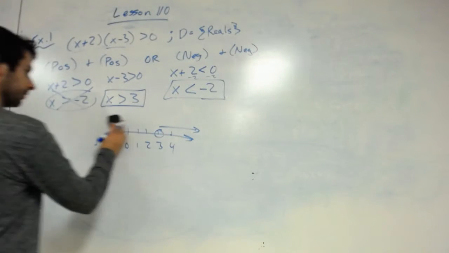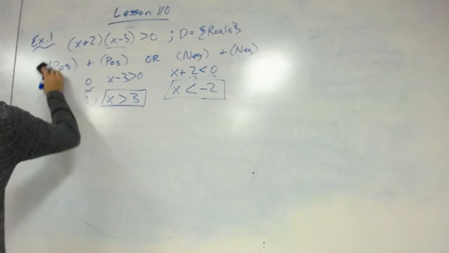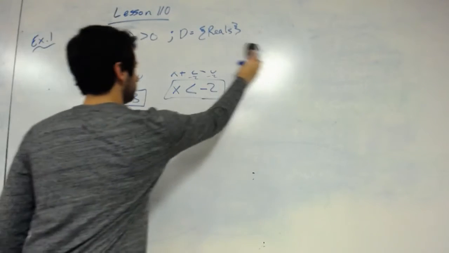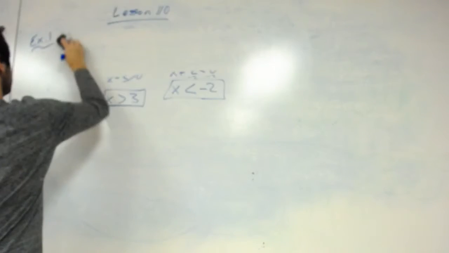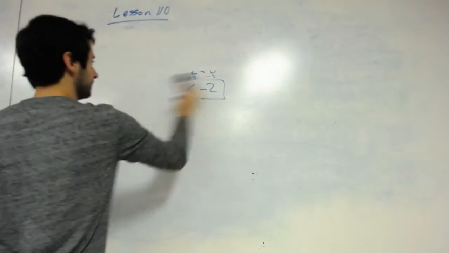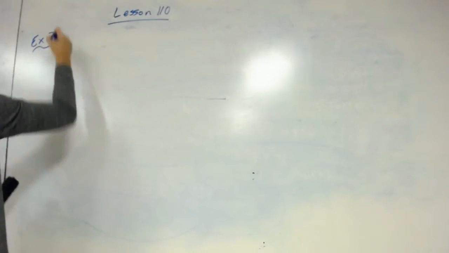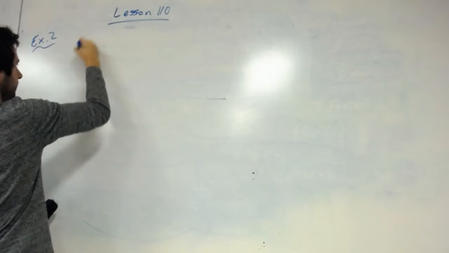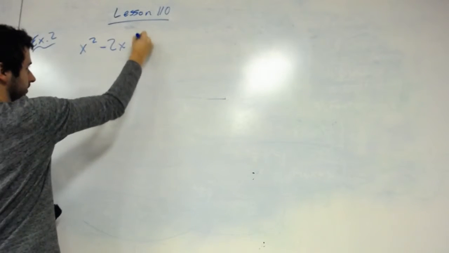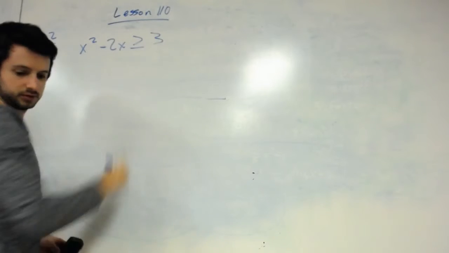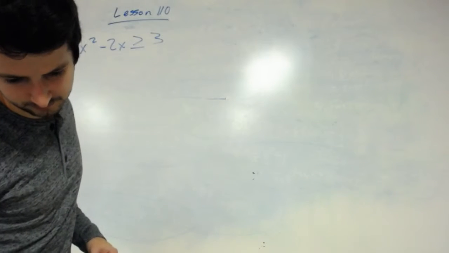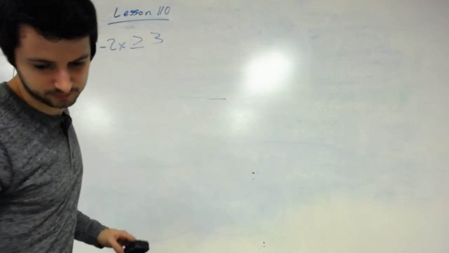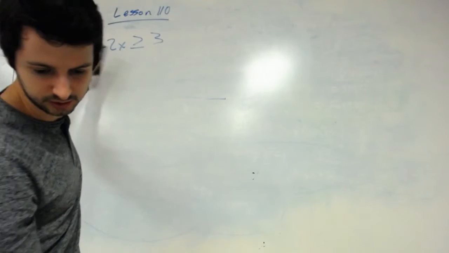Let's look at one more example. Example 2 looks a little bit different: x² − 2x is greater than or equal to 3.